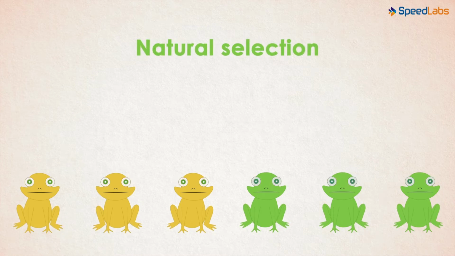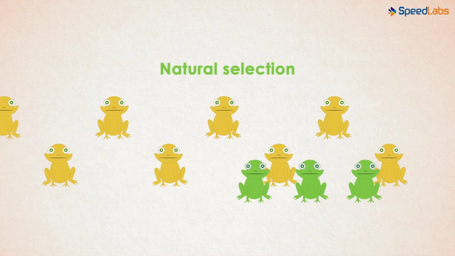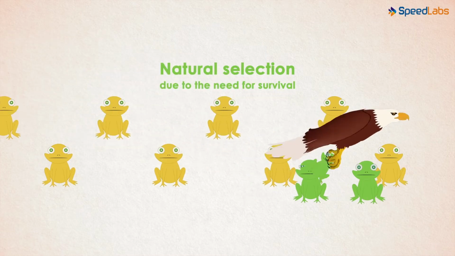But wasn't the yellow frog a rare variation? Well, yes it was, but later as situations became favorable, the frequency of transferring the yellow genes increased. Thus the number of yellow frogs increased drastically. But the numbers increased in autumn due to the need for survival. The chances of a yellow frog being spotted were quite less as compared to the green frog. A yellow frog would survive while a green one would be eaten up.